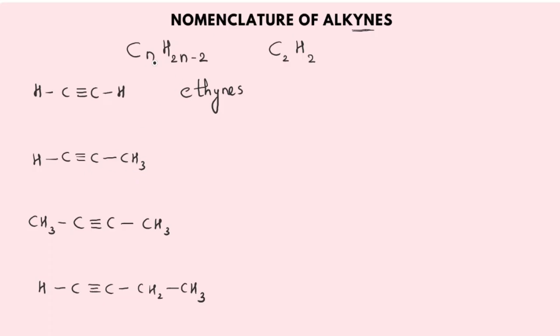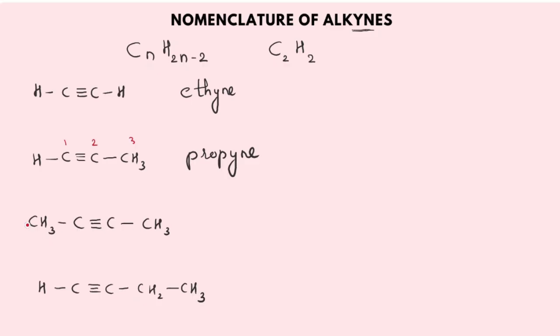Now, when there are three carbons, we call the molecule propyne. And by default, this will be 1-propyne. Why so? Because there is only one triple bond, and always you have to choose the longest chain of carbons and make sure that the triple bond carbon will get the least possible number. It need not always be one.